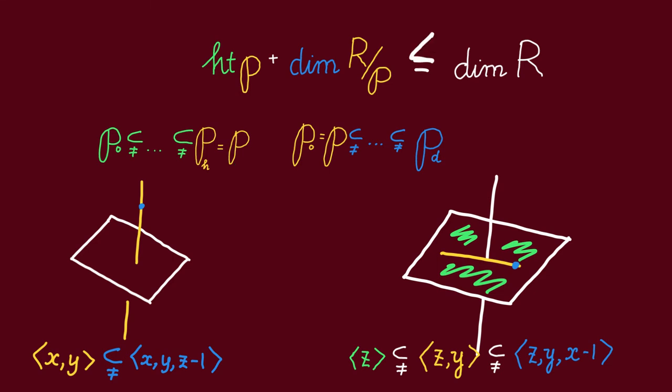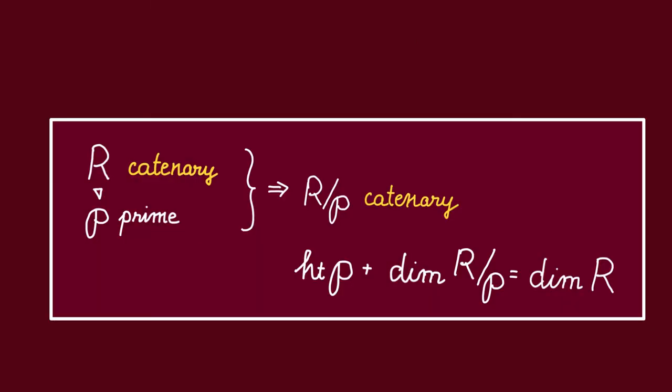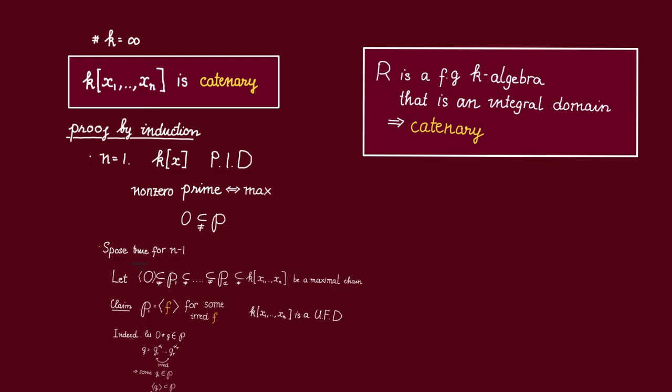So in general, we can only say that the height of P plus dimension of R over P is going to be less than or equal to dimension of R, because we can always combine these chains of prime ideals to get a maximal chain of prime ideals, but that's not going to necessarily be the longest maximal chain of prime ideals. However, for a catenary ring, since all maximal chains of prime ideals are of the same length, we do have equality. So our next question is, of course, which rings are catenary? And that will be answered in the next video.